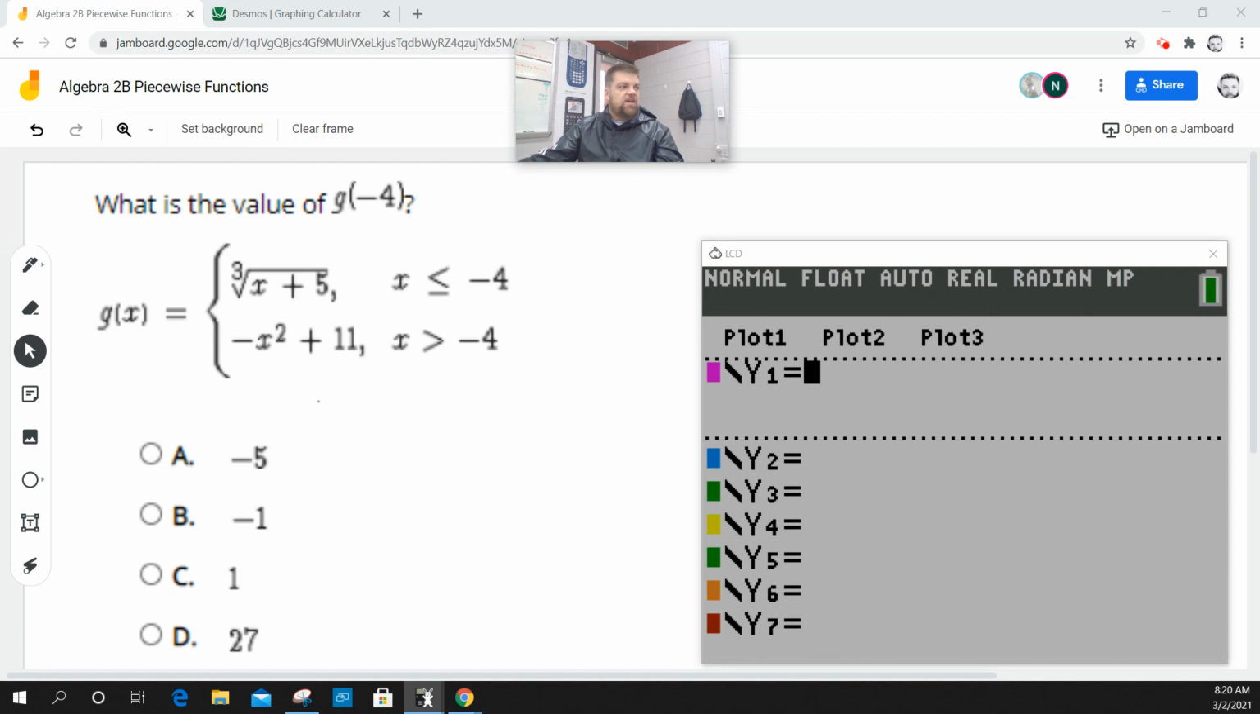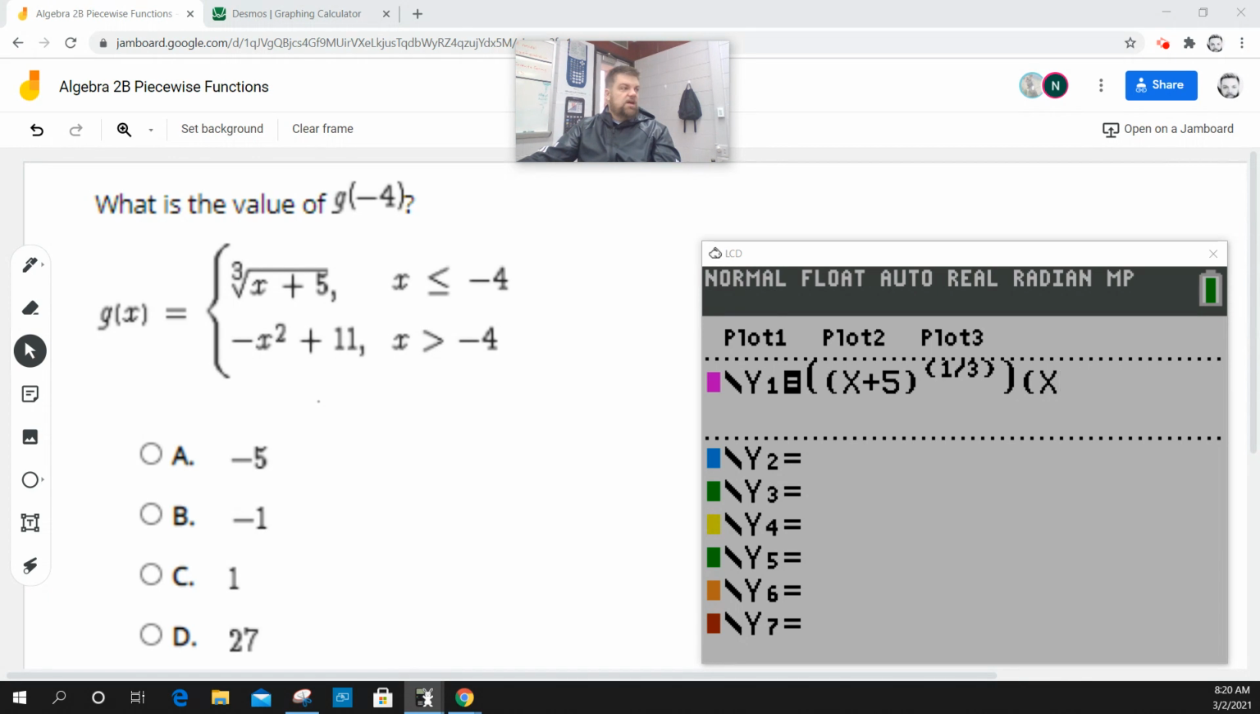Remember that when you take the cube root of something, that's the same as raising it to the third power. So I can do that. But I got a double parentheses here, so I got to put in parentheses x plus 5, parentheses. Now I've got to raise that to the 1 divided by 3, close that, and then parentheses. I do that because I have to put in the domain restrictions.